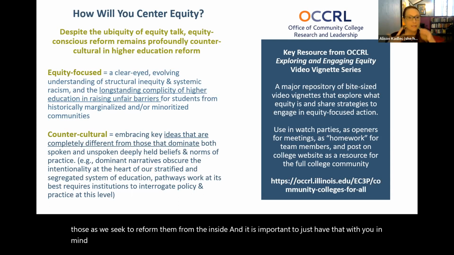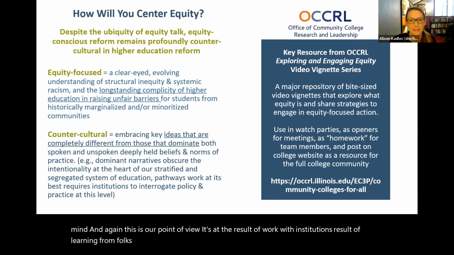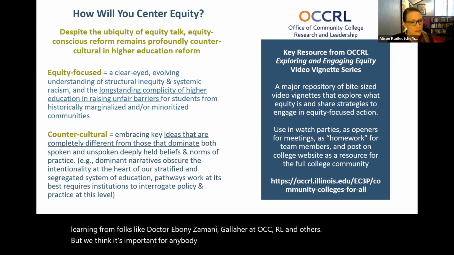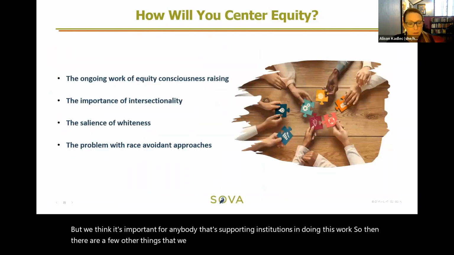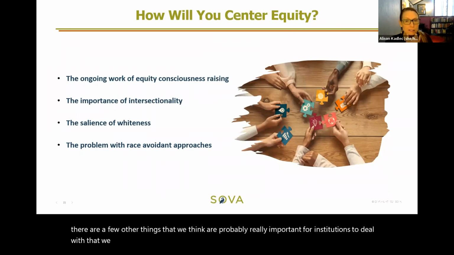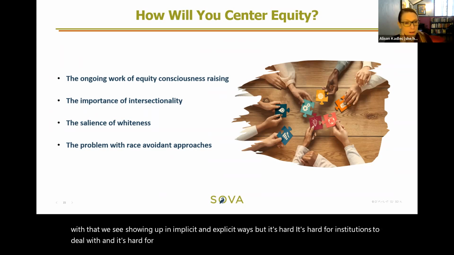And again, this is our point of view. It's the result of work with institutions, the result of learning from folks like Dr. Ebony Zamani-Gallagher at OCCRL and others. But we think it's important for anybody that's supporting institutions in doing this work. So then there are a few other things that we think are really important for institutions to deal with, that we see showing up in implicit and explicit ways. It's hard for institutions to deal with, and it's hard for people to acknowledge, but it's something that we think is worth putting words on.